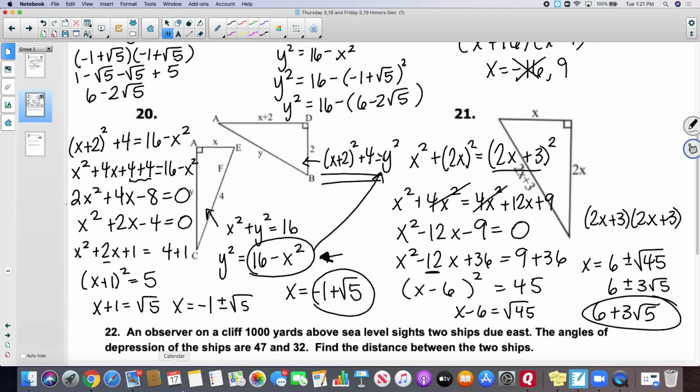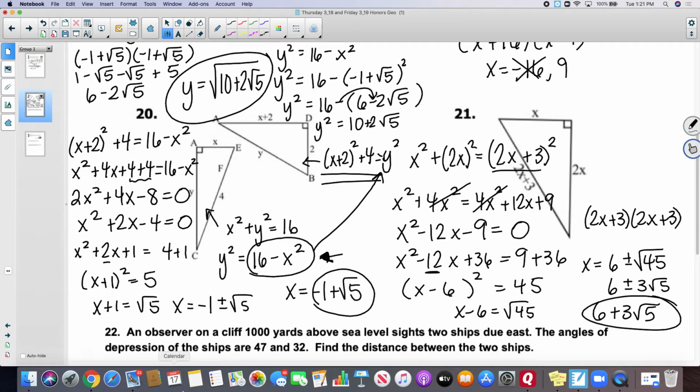And we have to distribute that negative. So that's going to be y squared equals 16 minus 6 is 10. But we take that and we have to distribute that negative. So that's going to be plus 2 square root of 5, but that's what y squared equals. So that means we're going to have to take the square root of that to get what y equals. So y equals the square root of 10 plus 2 square root of 5. That's what y would equal.